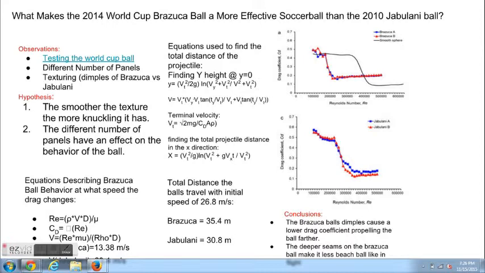The 2010 Jabulani World Cup football has been criticized by many goalkeepers due to a knuckling effect it tends to exhibit. The knuckling occurs when the ball is traveling at lower velocities, causing eddies and vortexes along the ball's path, causing it to move in unpredictable ways.